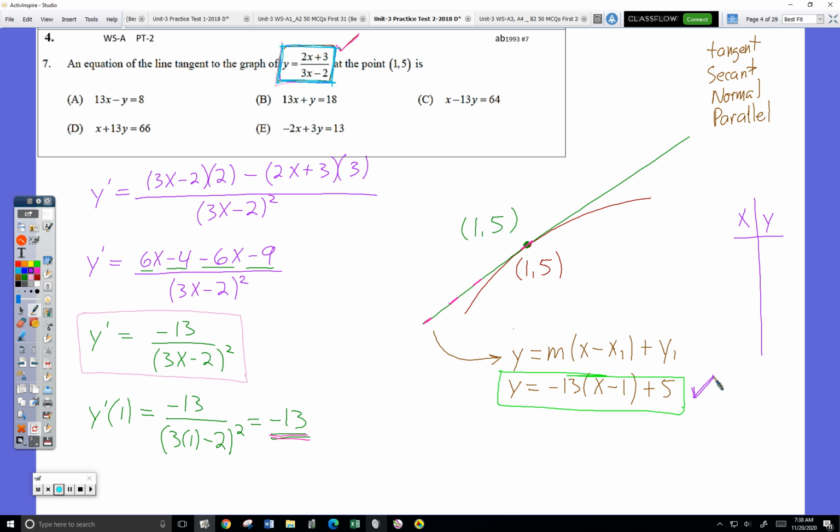Okay, so I'm just going to multiply the 13 out. So I'll have negative y equals negative 13x plus 13 plus 5. And all the x's are positive, so I'm going to move that over to the other side. So 13x plus 5 equals 18, and that's E. There you go. Good work.